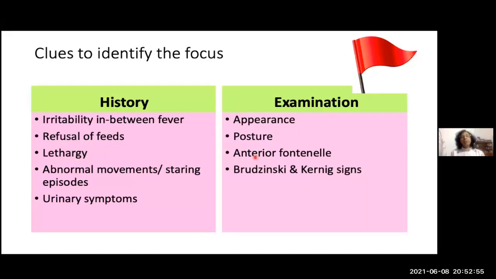So what are the important things in the history that you need to focus on to get a clue whether this is a CNS infection? So as I said, irritability in between fever, refusal of feeds, and lethargy, again in between fever spikes. And also some parents, if you ask, may say they have noticed some abnormal movements. Subtle seizures can occur in children which are not very well evident, like lip smacking, abnormal blinking of the eyes, right? Swallowing movements, right? And also staring episodes. Unless you inquire from the parents or the caregivers, they may not come out with these things.